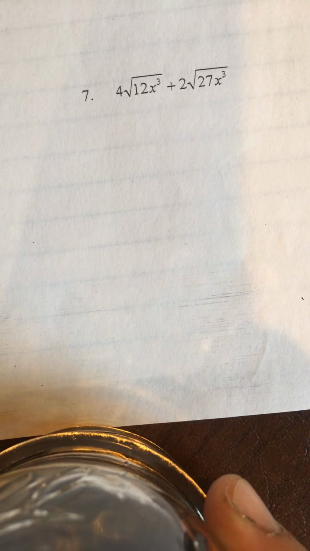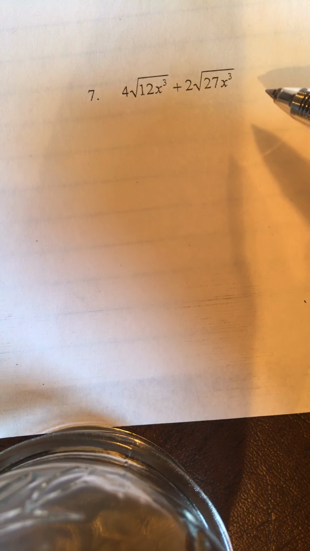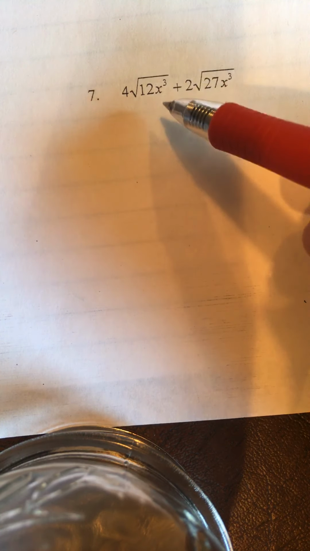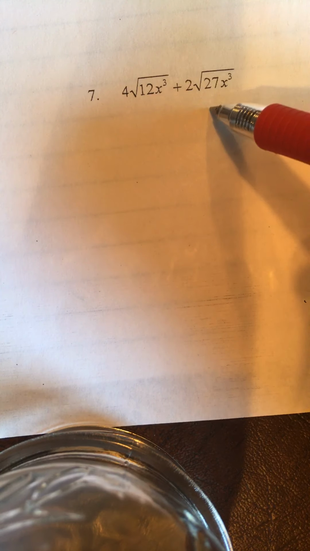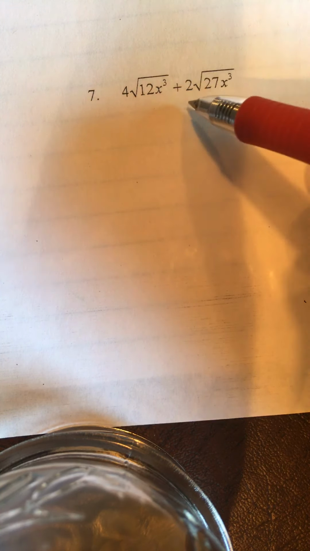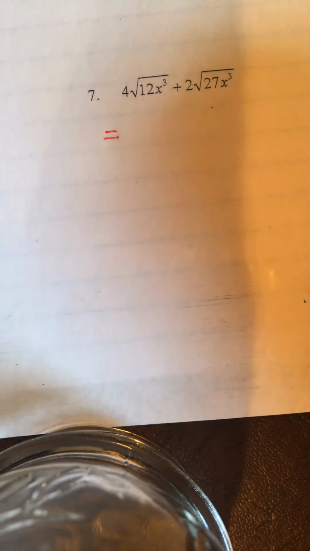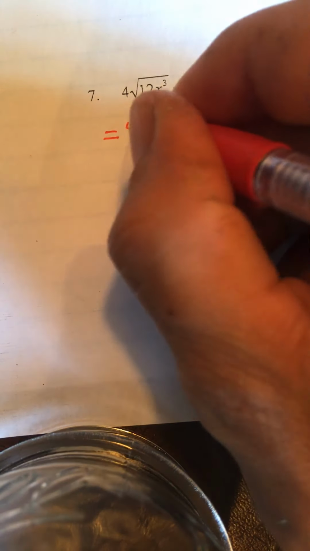You guys are doing great. Not too bad of a lesson. Here, again, what's under the house has to be identical. It's got to be the same. These both have x cubed, but this is a 12, this is a 27. But what I do notice is that these are not simplified yet. So let's see what happens once they become simplified. All right, I'm going to show my work for this one.